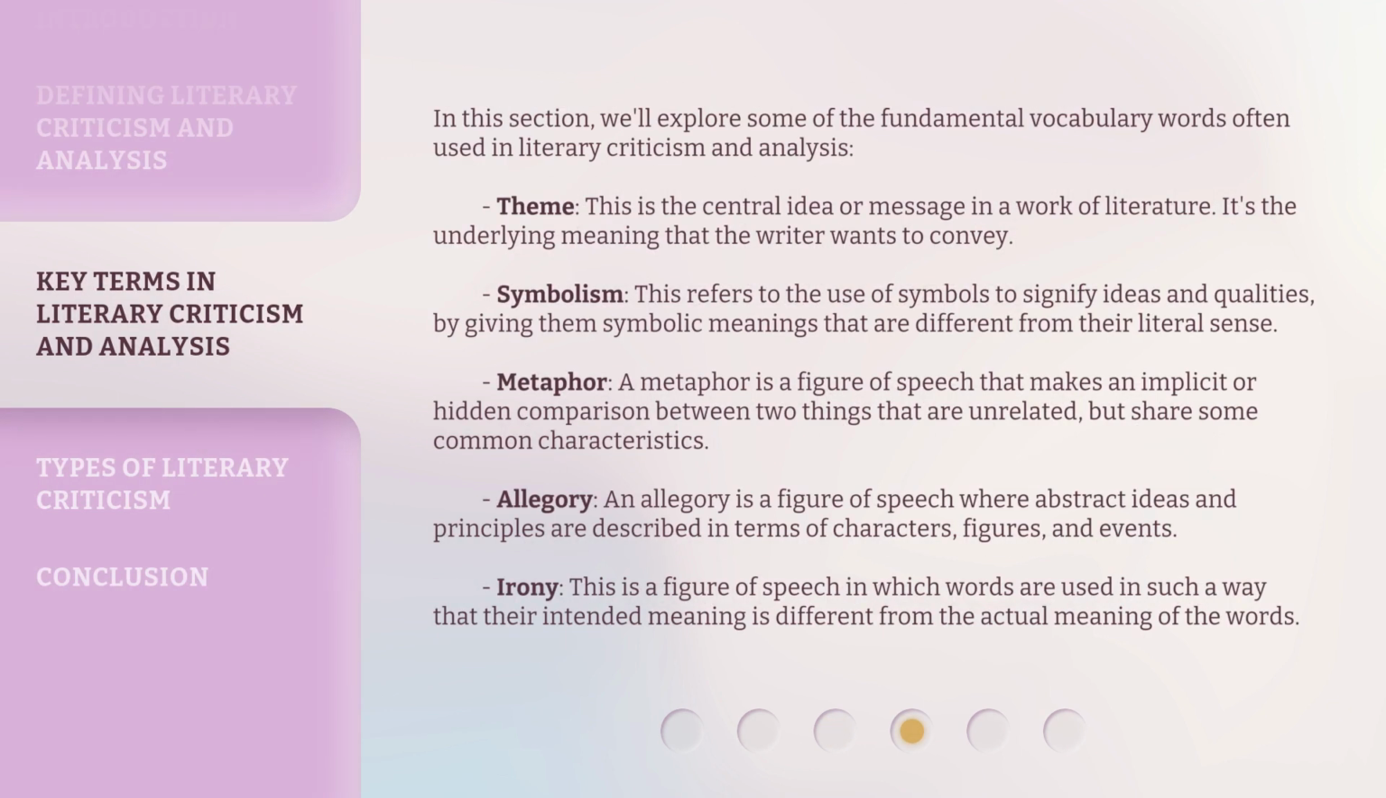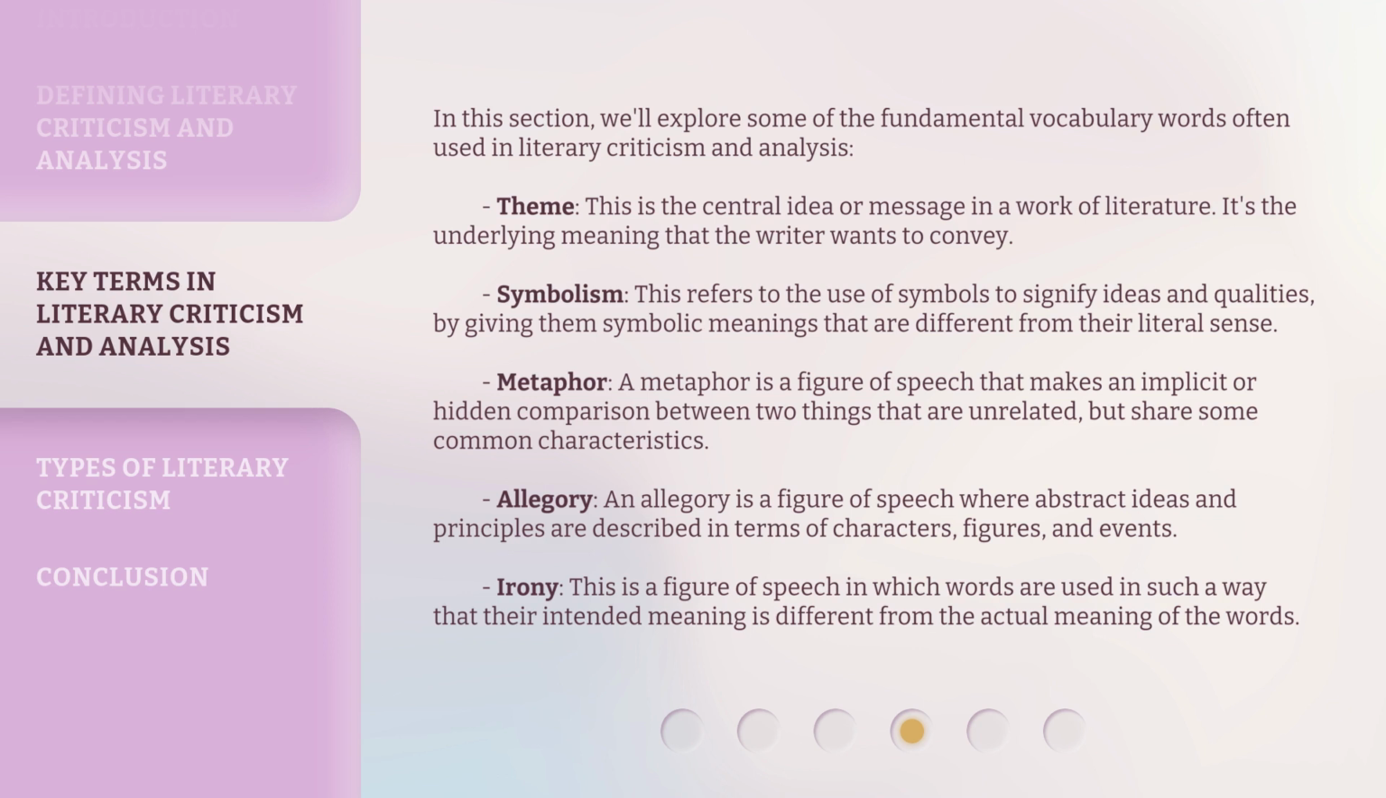In this section, we'll explore some of the fundamental vocabulary words often used in literary criticism and analysis. Theme. This is the central idea or message in a work of literature. It's the underlying meaning that the writer wants to convey. Symbolism. This refers to the use of symbols to signify ideas and qualities, by giving them symbolic meanings that are different from their literal sense.